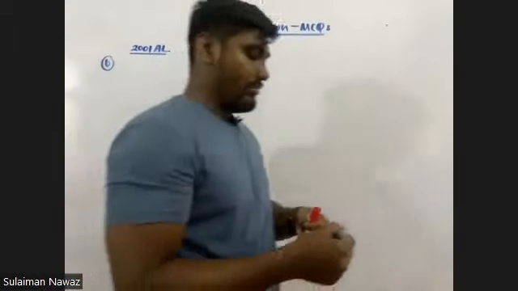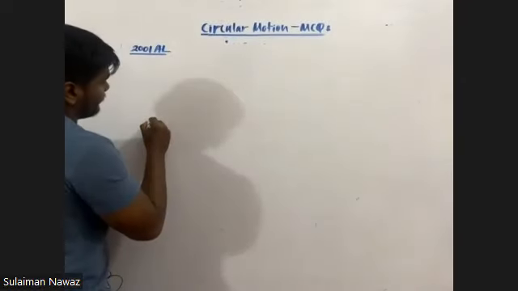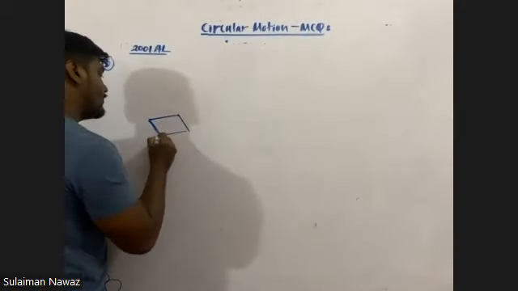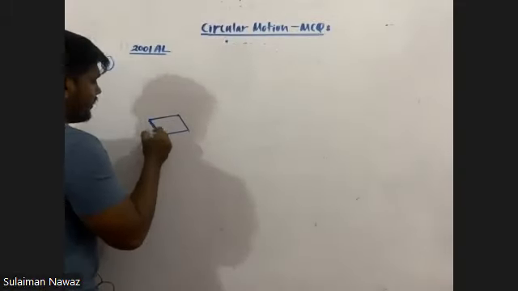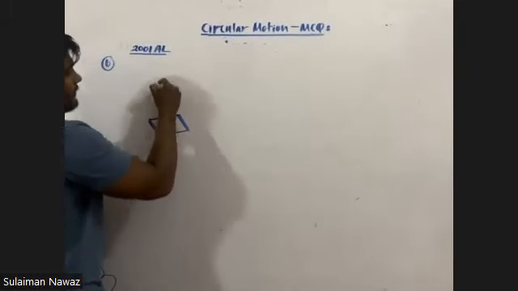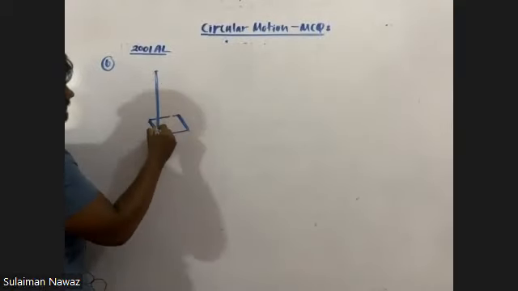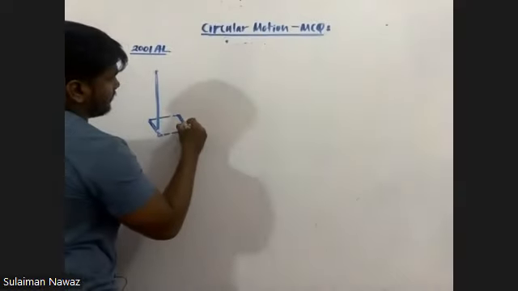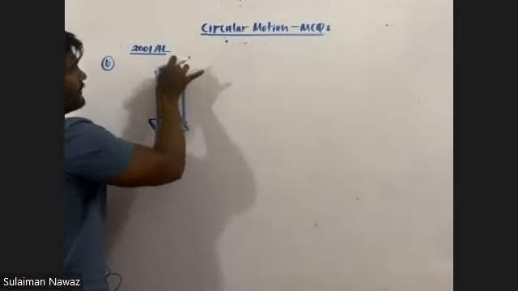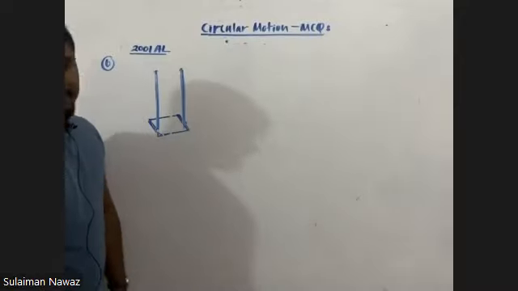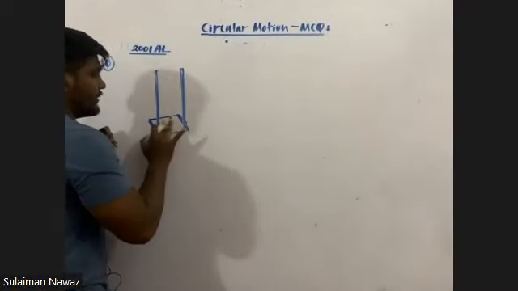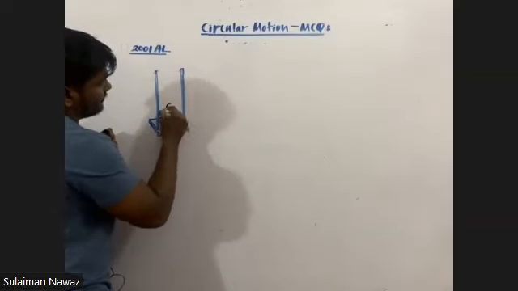Now there's a swing, right? Something like this, if I draw a sketch, a swing. The swing is pivoted using 2 ropes, one rope, the second rope. Then the child is sitting on this swing.